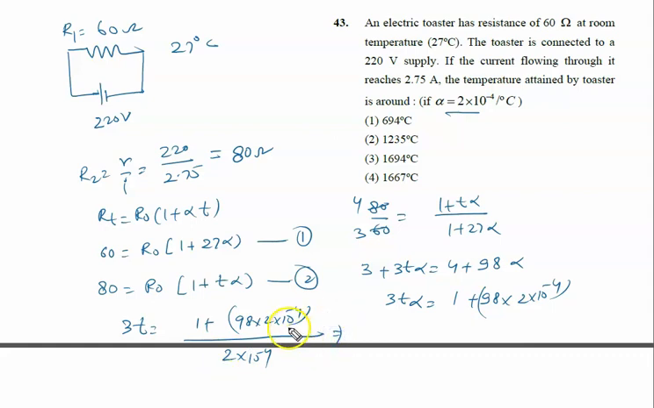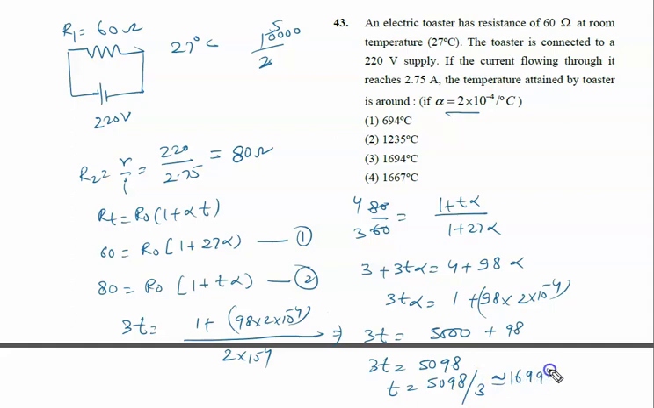Dividing by 2 into 10 raised to power minus 4 on the right hand side, we write 3T equal to 1 divided by 2 into 10 raised to power minus 4. So 10 raised to power 4 will come on the upper side. It will be 5000 plus 98. So 3T equal to 5098. T is given by 5098 divided by 3. So it is approximately 1699 degrees Celsius. So we go for option 3, which is close to 1699. The right answer is option 3.